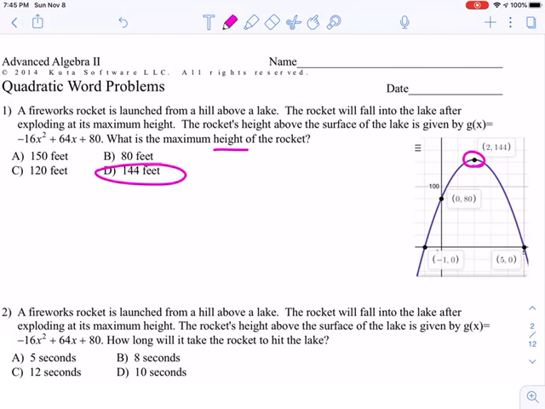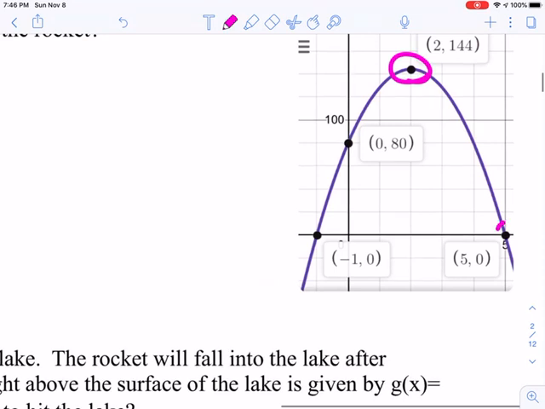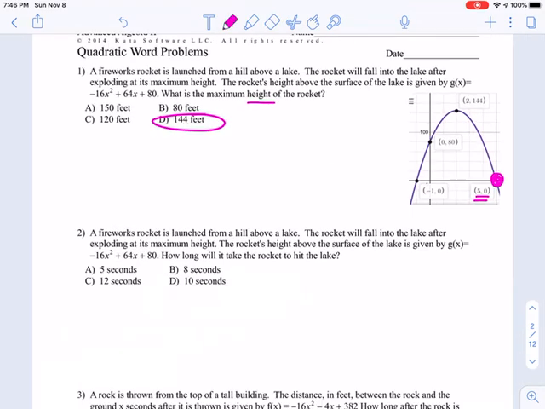The x value at that point is the time that it is in the air. So 2 seconds is how long it takes to get up there, but the maximum height is 144 feet. The next one, a fireworks rocket is launched from a hill above a lake. Same idea, same graph in fact. How long will it take the rocket to hit the lake? Okay, so the lake is at height 0. So we're going to hit the lake right here. This is where it hits the lake. And so we can see the amount of time that it takes for it to be at height 0 is 5 seconds.